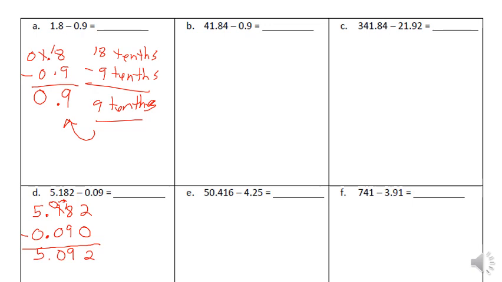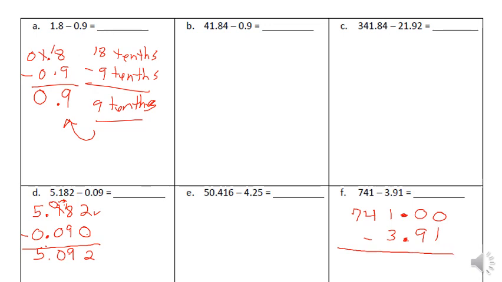And 5. Now if I wanted to double check myself, I can go 2 plus 0 is 2. 9 plus 9 is 18. Carry my 1. 1 plus 0 is 1. And 5 plus 0 is 5. So I'm just adding going back. Now I want to do F, which we have 741, and we're subtracting 3 and 91 hundredths. Now the biggest misconception is that students line them up without the decimals, because the decimal is actually right here on this top number. So you notice when I wrote them down, I matched them. And now I'm going to make sure that it's the same amount of digits.